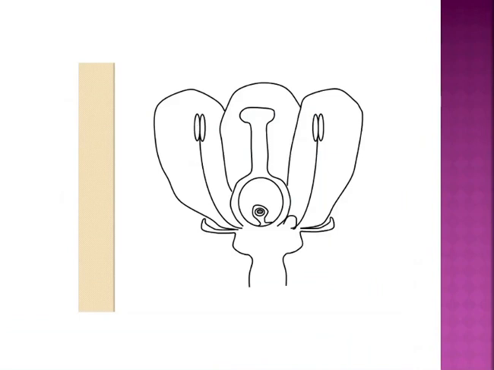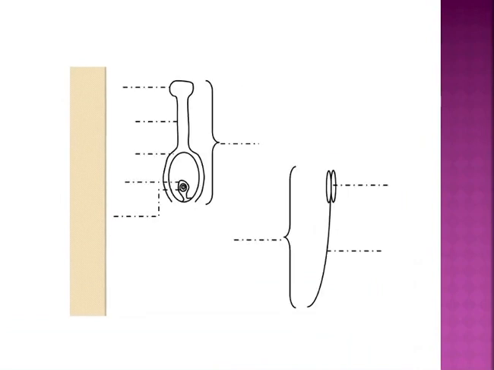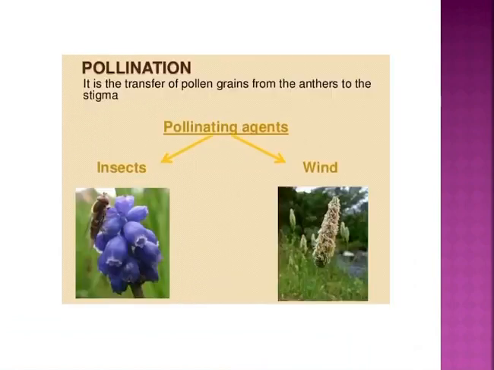The pistil consists of ovary, style, and stigma. The ovary is the swollen portion, and it continues into a long style which ends in the knob-like part called the stigma. The ovary contains one or more ovules. The female gamete, also called the egg, is formed inside the ovule. These are the two structures, the stamen and pistil, present in the flower.